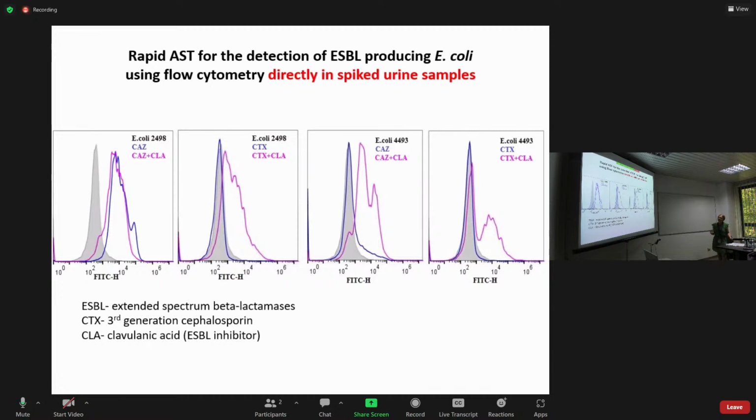And as you can see here, indeed, the violet line is the fluorescence line corresponding to the bacterial cells incubated with the antibiotic and with the inhibitor of the resistance mechanism, and we can see how the fluorescence is shifting to the right. So the bacteria is recovering its susceptibility to these important antibiotics.